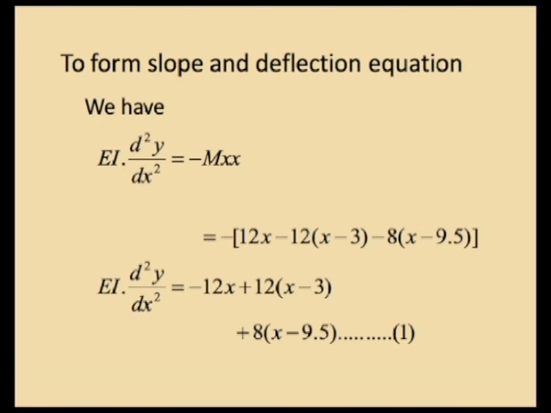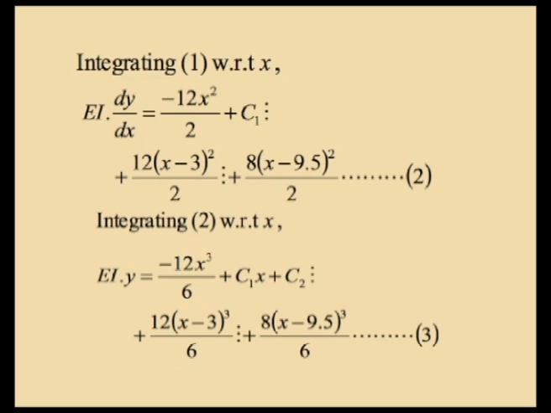We need to integrate the equations twice, and then we will be getting 2 constants of integration. Substituting the boundary conditions, we will be getting the values of the constants of integration, and then substituting back in the equations for deflection and slope, we will get the general equations for slope and deflection, with which we can calculate the slope and deflection at any required point. So, integrating with respect to x, we have E I dy by dx equal to minus 12 x squared by 2 plus C 1 plus 12 into x minus 3 whole squared by 2 plus 8 into x minus 9.5 whole squared by 2.